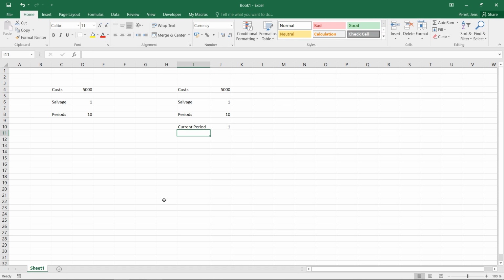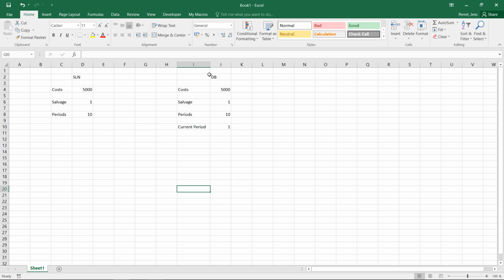This time I'm going to talk about two functions which we can use in the context of depreciation. First one I'm going to talk about is SLN and the second one is DB. SLN gives us the rate by which it's depreciated if we assume, and that's what the SLN stands for, a straight-line depreciation. So basically a linear depreciation.